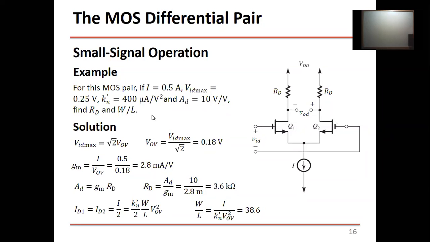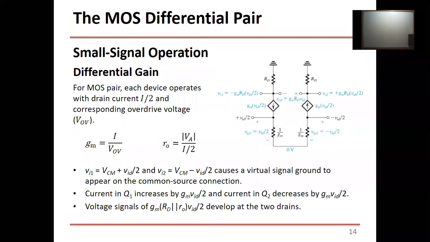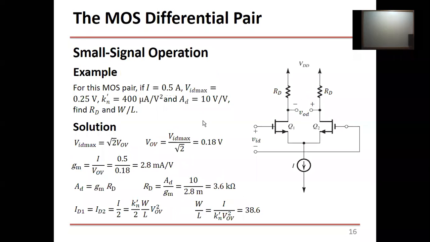If ro is given, or any information about it, for example the early voltage, then you have to find ro. If I give you V early and say don't neglect the early effect or the channel modulation, you find ro by dividing V early over I over 2. Okay, now we find RD. RD is going to be 3.6 kilo ohm, so we have to design this with 3.6 kilo ohm.